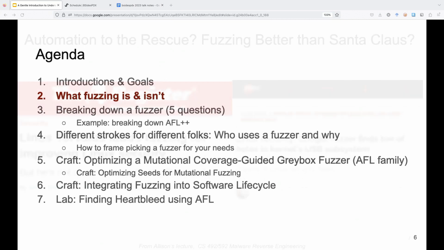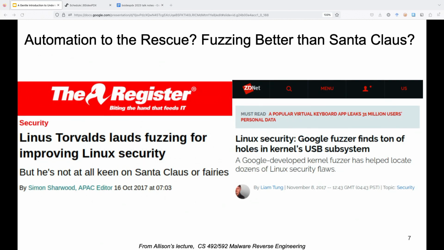So then let's get into what fuzzing is. I hope by this point, given this is a security conference, I don't have to convince you that vulnerabilities are a problem. Anyone disagree with that? Okay, cool. You're all awake.